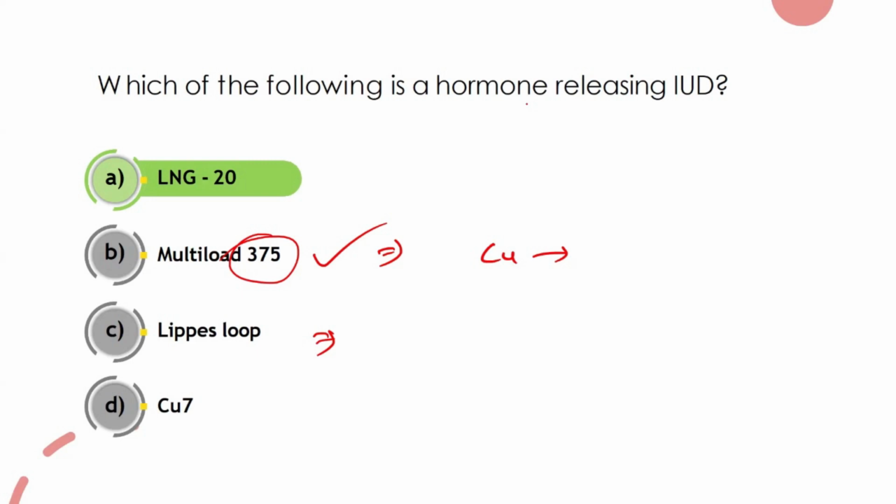Gauri, tell me what is a Lippes Loop? What is the mechanism behind Lippes Loop? It's made of plastic. What's the mechanism? All these are inserted into the uterine cavity. That's why they are called intrauterine devices.